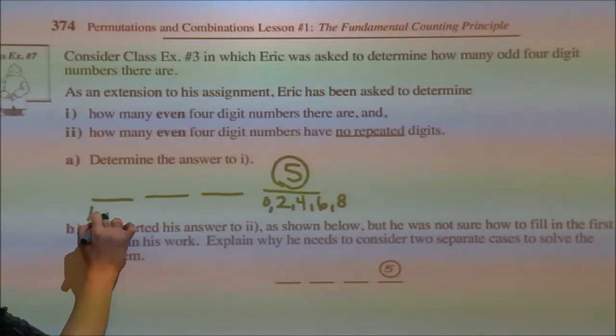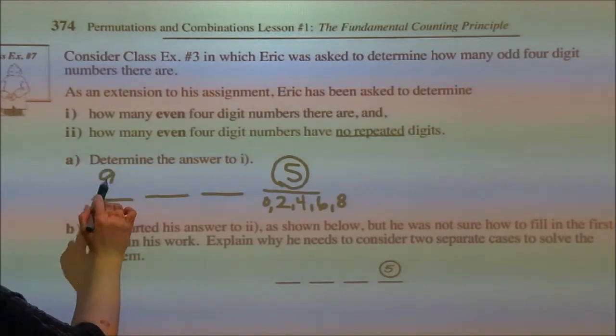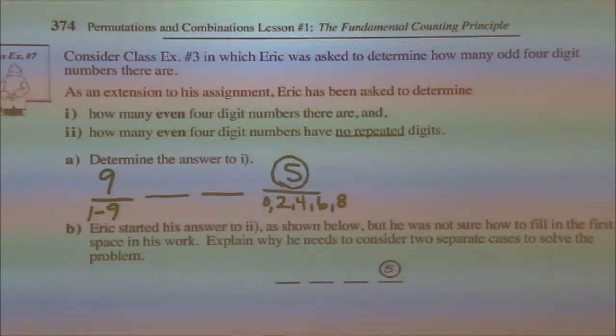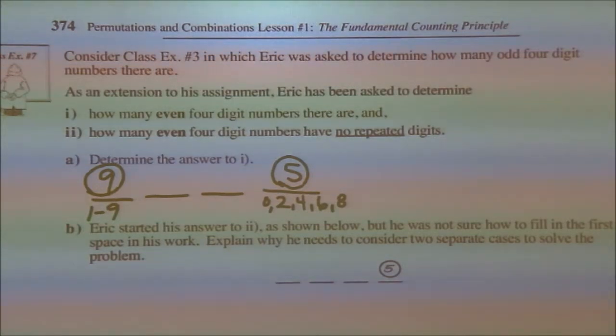It can't be a 0. Why can't it be a 0? Because then it's not a 4-digit number. Exactly. So it can be a 1 through 9. So how many choices do I have? 9. What about the second digit? Does it have any restrictions, or can it be anything? 0 to 9. So how many choices do I have?